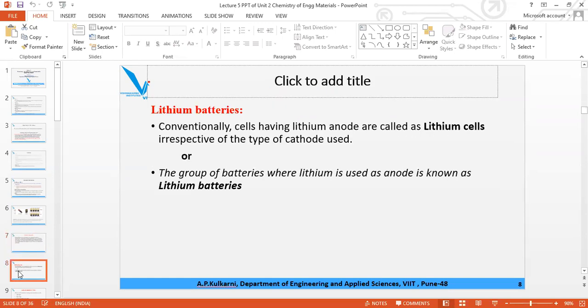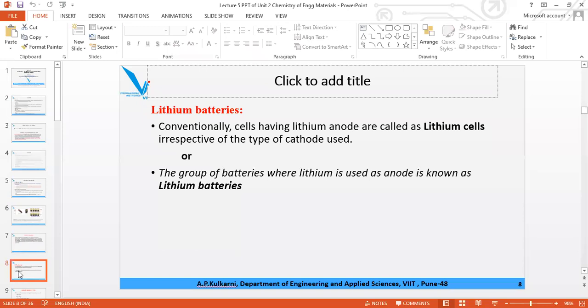Now we have only lithium batteries in the study, and lithium batteries are the batteries in which lithium is used as an anode. Anode, you know what is anode, and you know what is cathode. The cathode, irrespective of type, may be any other material. But one thing is that lithium cannot be used in the presence of water. It gives a spontaneous reaction which is not desirable. So always the electrolyte solution should be a non-aqueous solution.